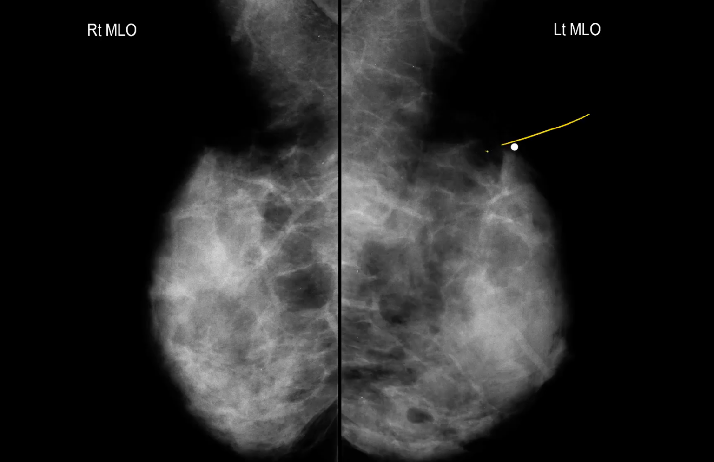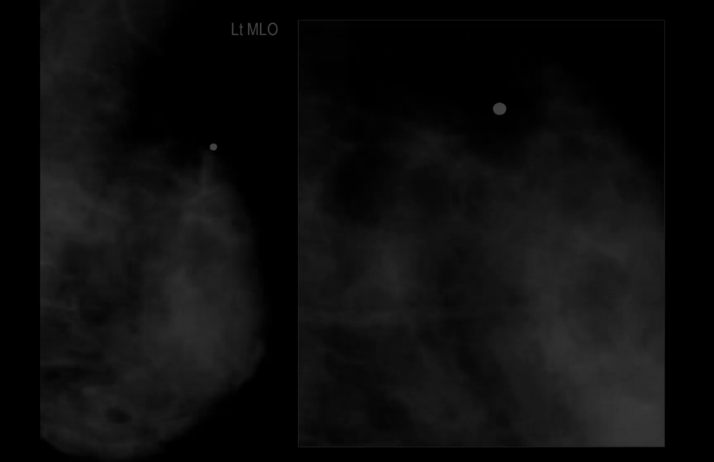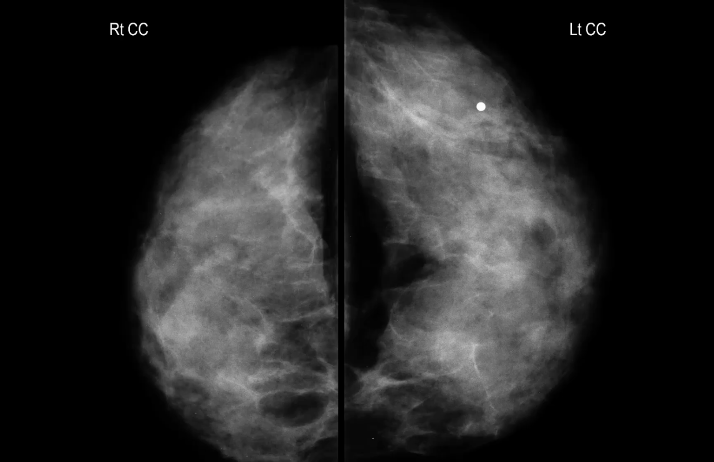Here we go. Your fingers already told, watch out, this is carcinoma. And my eyes can see nothing. Give me a magnification. Nope, there is nothing here. CC projection. Absolutely nothing. Yeah. But that's why we have the multimodality approach.